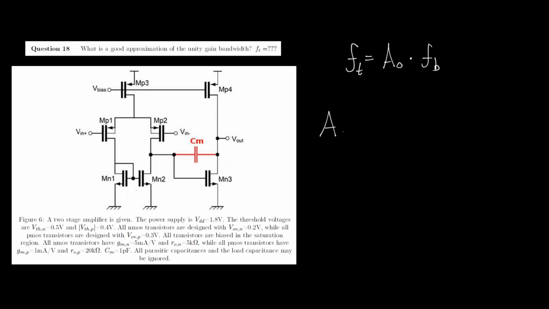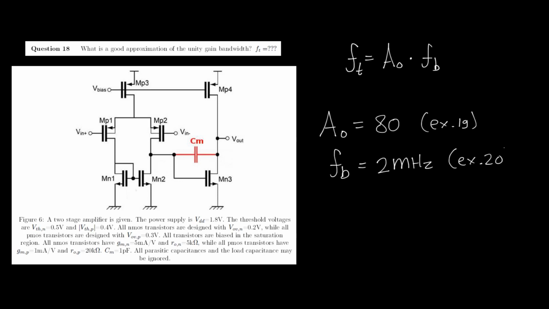The DC gain is found in exercise 19 to be 80. So if you're interested in the calculation of this, then please go to the video for exercise 19. The 3 dB bandwidth frequency is found to be approximately 2 megahertz, and that is found in exercise 20. So again, if you're interested in the derivation of this value, please go to the video of exercise 20, and from that we can find that the unity gain bandwidth has to be 80 times 2 megahertz, so it is approximately 160 megahertz.